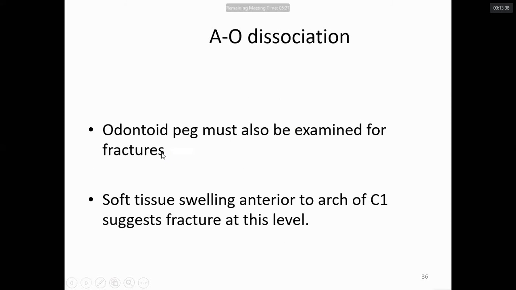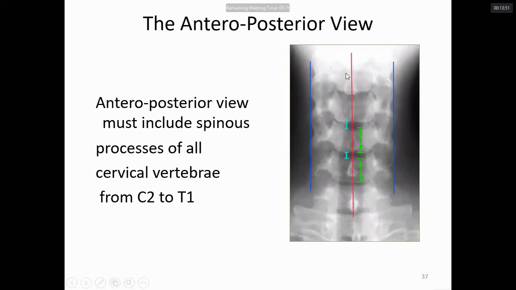In the anterior posterior view, it must include the spinous processes of all the vertebrae from C2 to T1. These are the spinous processes in between, and at the ends, these are the transverse processes. So a true anterior posterior view of the cervical spine should show the spinous processes from C2 to T1.